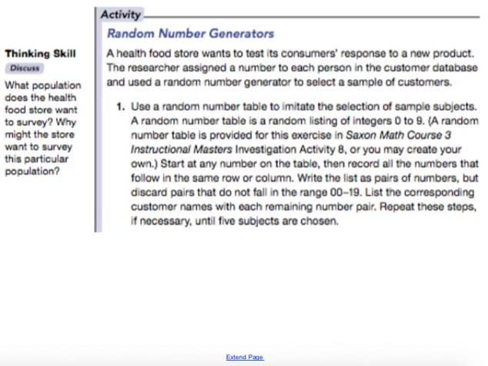The researcher assigns a number to each person in the customer database and will use a random number generator to select a sample of students. So we're going to do this two ways. Number one, with a number table in order to say these are random numbers in a listing, and we are going to choose from there. And then second, we're going to use a calculator in order to do this.